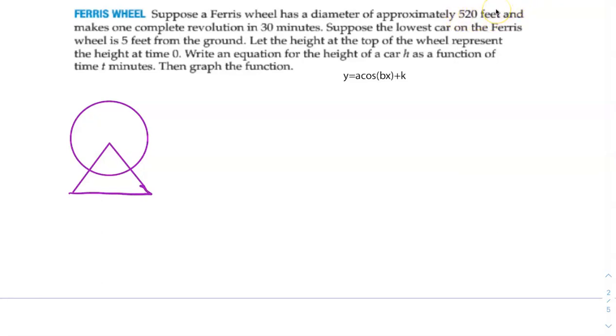So diameter is 520 feet. So that's from here all the way down to there. Right? So that's this guy. That's 520 feet. It makes one complete revolution in 30 minutes. If you remember when I talked about before, one complete revolution is a period. So I already know what my period is. My period's 30 minutes. Suppose the lowest car on the Ferris wheel is 5 feet from the ground. So the lowest car on the Ferris wheel, like this guy right here. That's my low car. That's 5 feet from the ground.